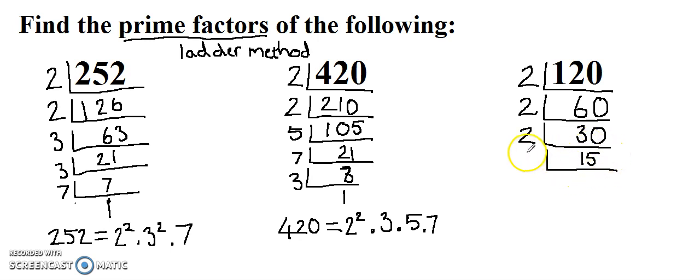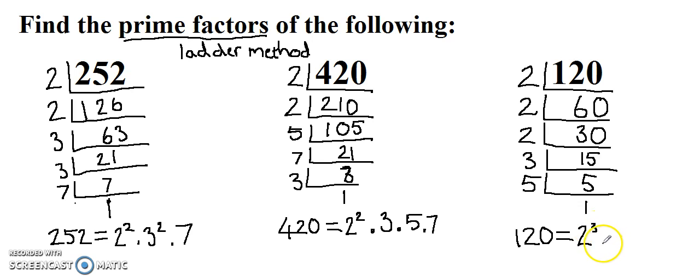Now 3 can go into 15, leaving us with 5. And 5 can go into 5, which leaves us with 1. So 120 is equal to 2 to the power of 3 times by 3 times by 5.